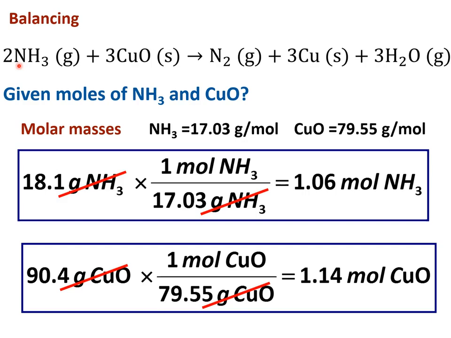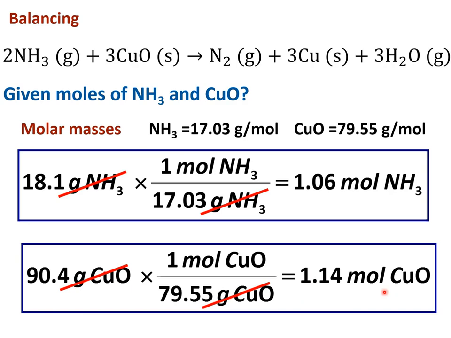You should not look at this. This is 2 and this is 3. You should not say that ammonia will be limiting. This is a wrong way. But how can you assign it? You should look at this stoichiometry in view of the given amounts here. Every 2 moles requires 3 moles. Then for this 1.06 mole of ammonia, how many moles of copper oxide are required according to the stoichiometry? 1.5 times this number, right? Because 2 moles require 3, then 1 mole requires 1.5. If this, for simplicity, is 1, then at least of copper oxide we need 1.5. Do we have 1.5? We do not have. We have less than the required value.